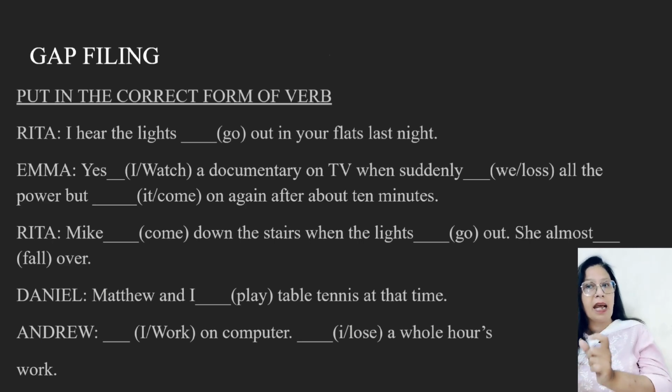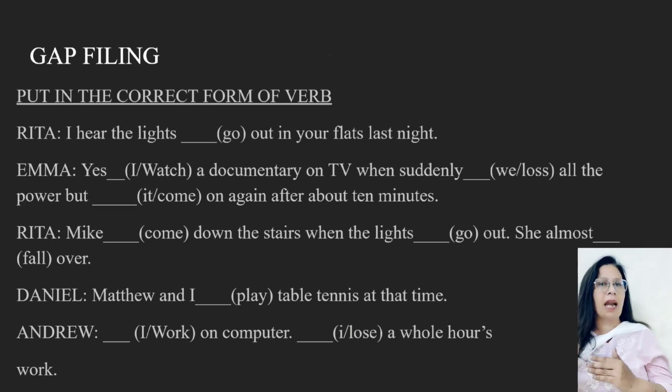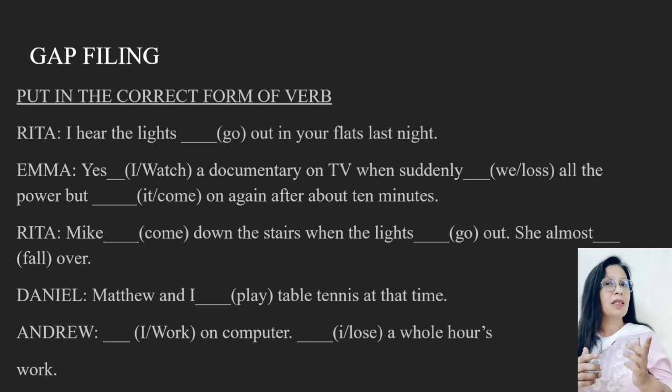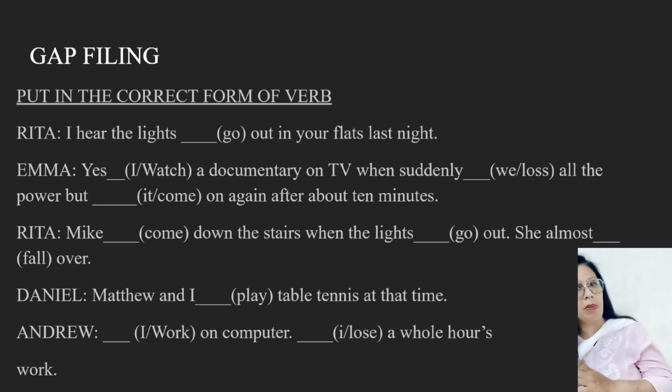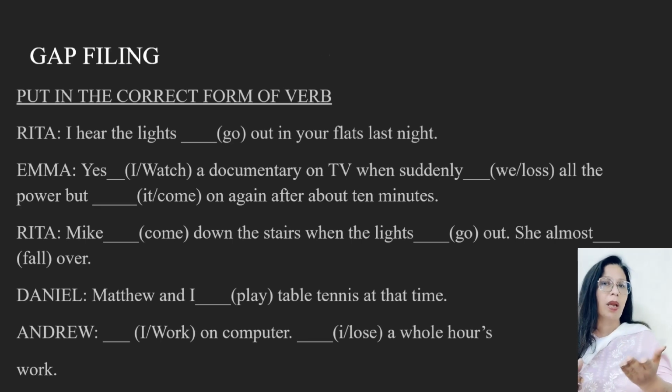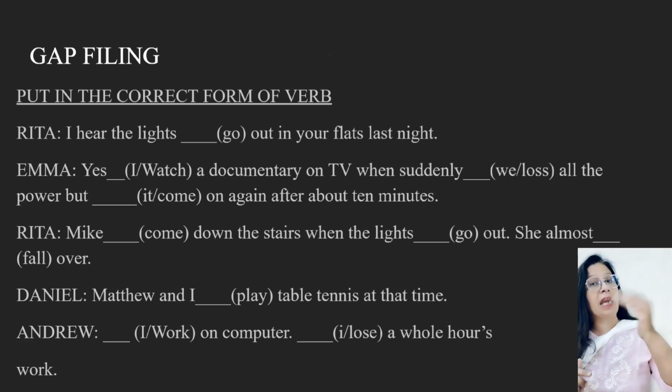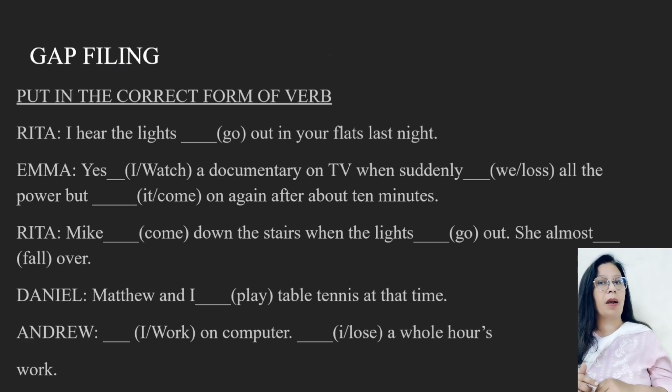And suddenly, dash, we lost all the power. Power means light. So, light suddenly goes and suddenly comes. So what will we use in this gap filling? Suddenly we lost. Okay. And next is dash, it come again after about 10 minutes. That means the person is talking about the light. We will use and it came on again after about 10 minutes.